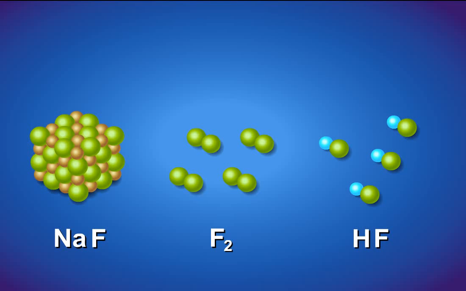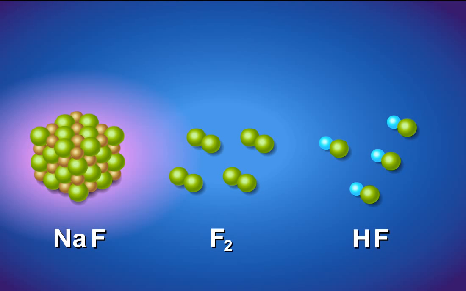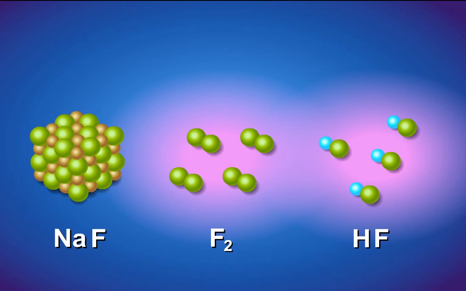When forming compounds, atoms tend to gain, lose, or share electrons to achieve a stable noble gas electron configuration, an octet of electrons. In ionic bonding, an octet is formed by transferring one or more valence electrons from one atom to another. In covalent bonding, an octet is formed by sharing valence electrons between atoms.